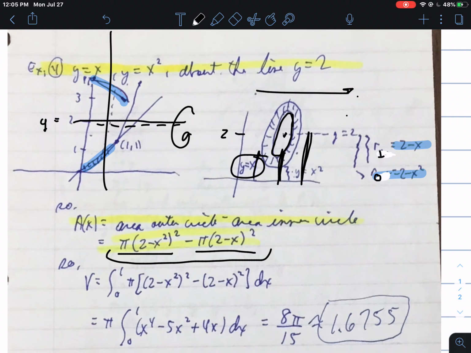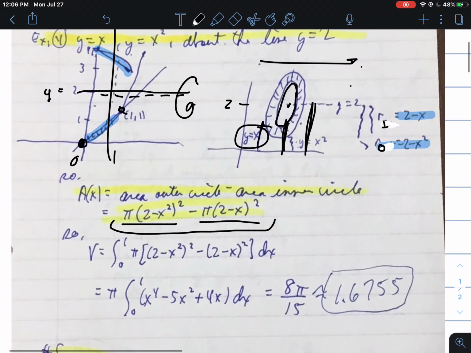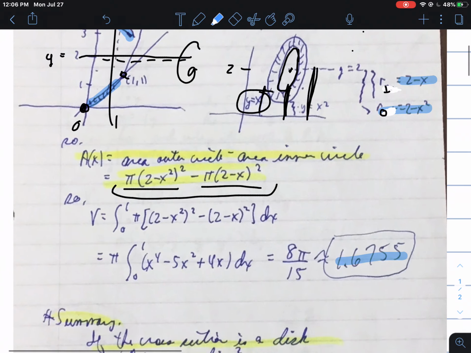And then again, we're going from 0 to 1 because those are our points of intersection, right? We're still dealing with the same two curves, so those points of intersection, and we are integrating along the x-axis, right? So from 0 to 1. And so there's our integral from 0 to 1 of the outer area minus inner area. And that'll give us the volume, which is approximately 1.6755. Little more of a challenge.